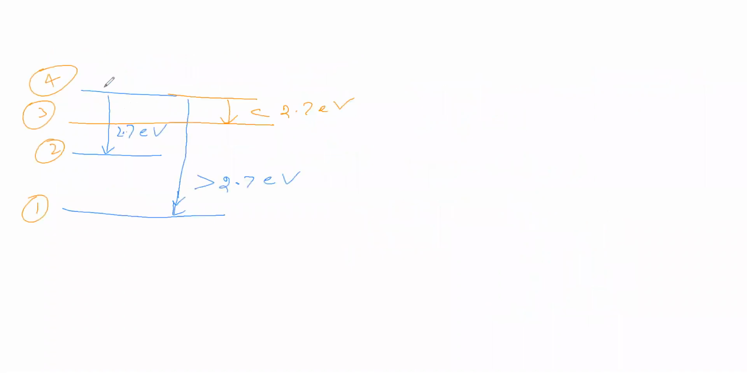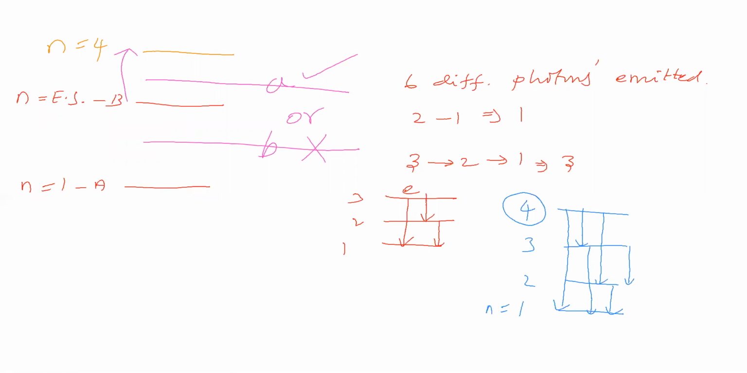Now see, this is 2.7, this is greater than 2.7, and this is less than 2.7. This is B, and this is A. If it is absorbing 2.7, it will go to the fourth level. It is also absorbing 2.7, so no doubt it will go to 3, not 4. Okay, sir. So these points indicate that this B is not possible.